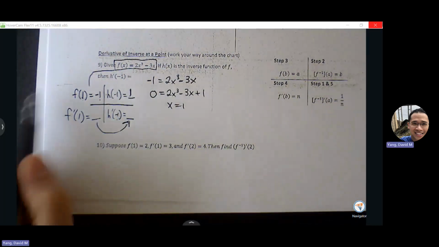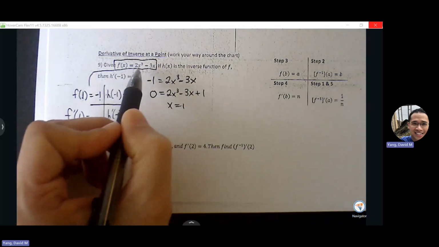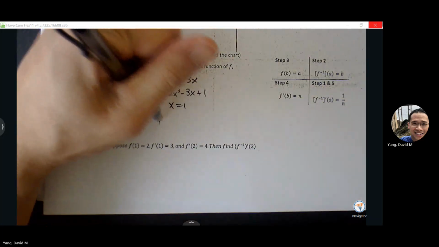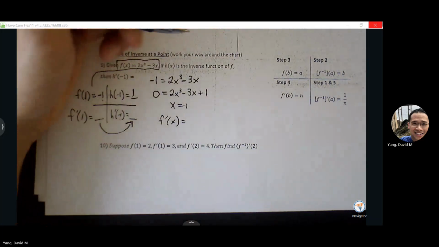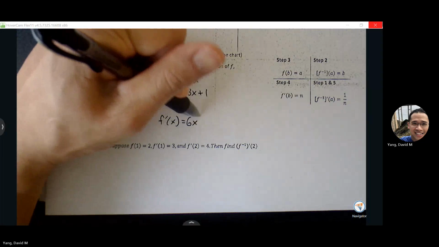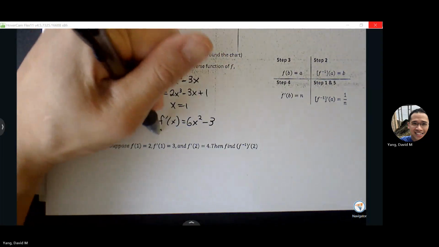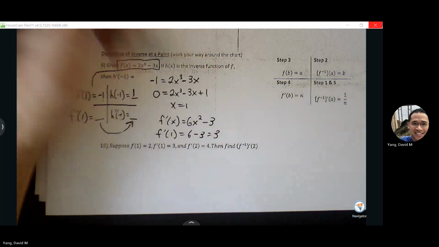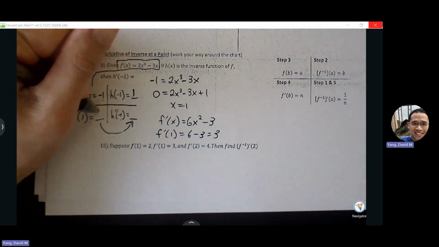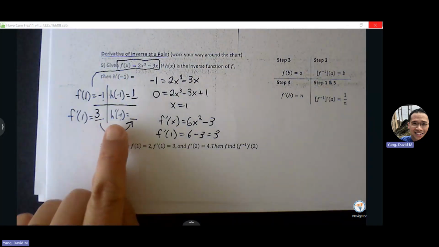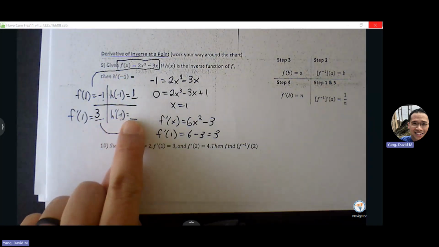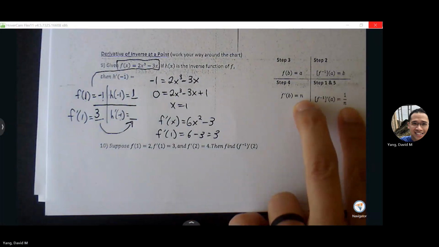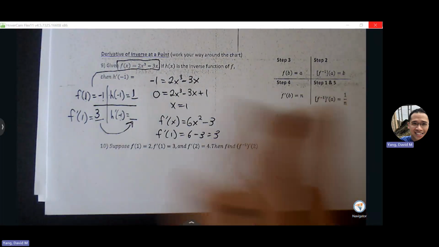So f prime of 1 now gets a little bit easier. I can find f prime of x first, then I can plug 1 into the derivative. Okay, so the slope at 1 is 3. So therefore, h prime of -1 must be what? Reciprocal, right? 1/3.